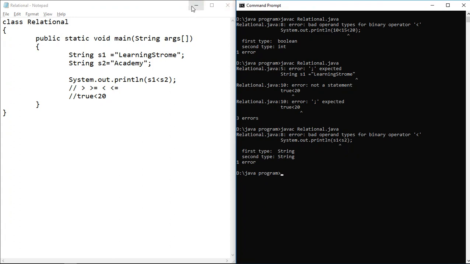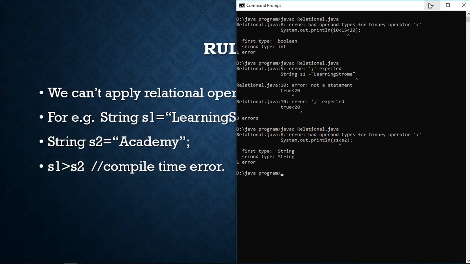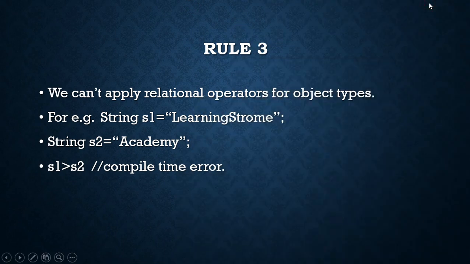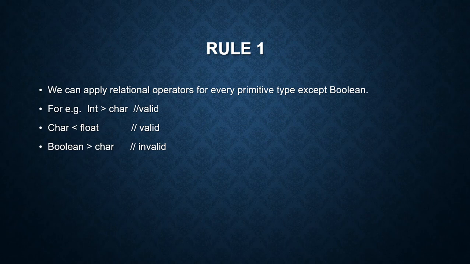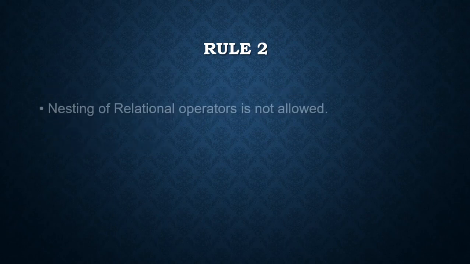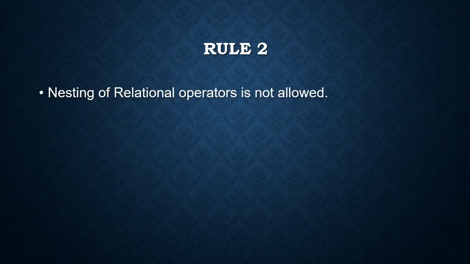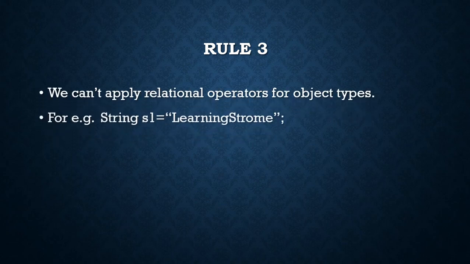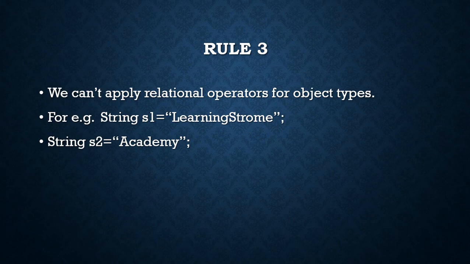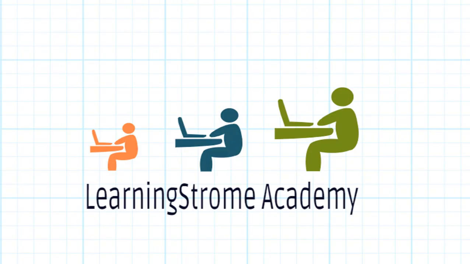That is the third rule that you have to always remember. So let's summarize. The first rule: we can apply relational operators to every primitive type, except boolean. The second rule: we cannot do nesting of relational operators. And the third rule: we cannot compare any two objects with relational operators. These are the rules that you have to remember for your exams and competitions. Okay friend, thank you, bye bye.